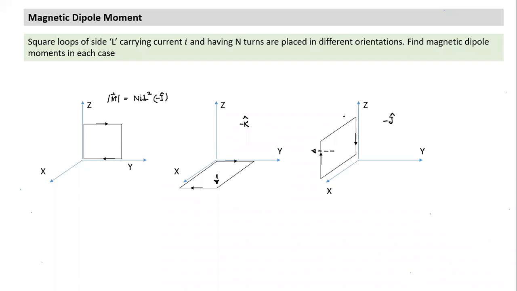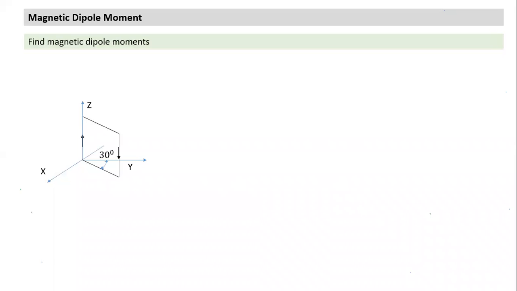Many times it makes it much easier to understand if we replace the loop with an arrow indicating the direction of the dipole moment, and that makes it easy to find angles and all. So can we indicate the direction of dipole moment in each case? This is the direction of dipole moment in the first case, minus i cap. This is the direction of dipole moment, minus k cap, and this is the direction of dipole moment. So we can replace this loop with an arrow if you think that simplifies your understanding.